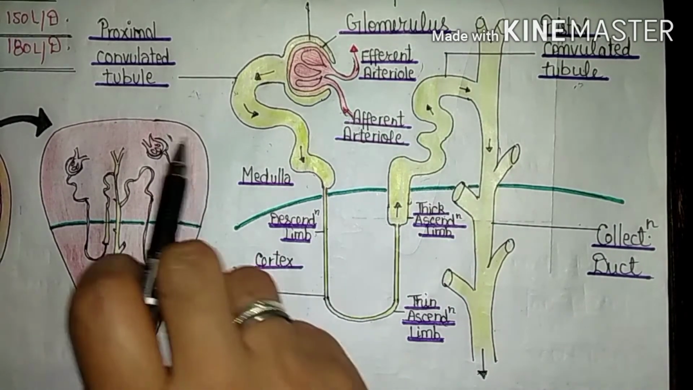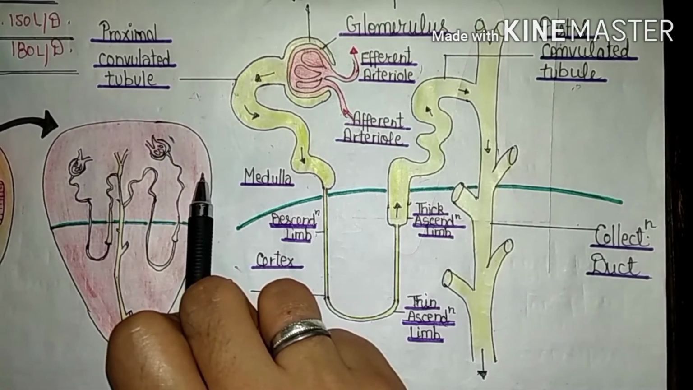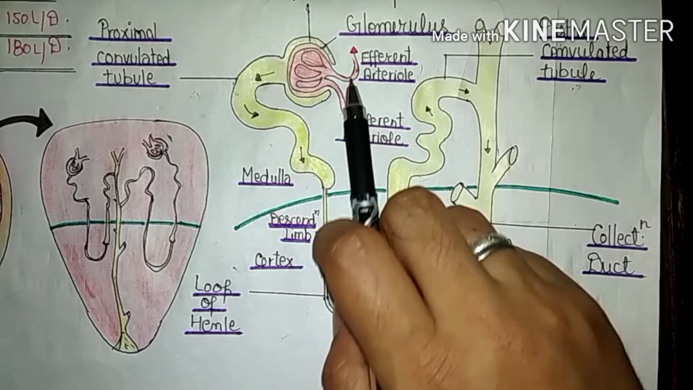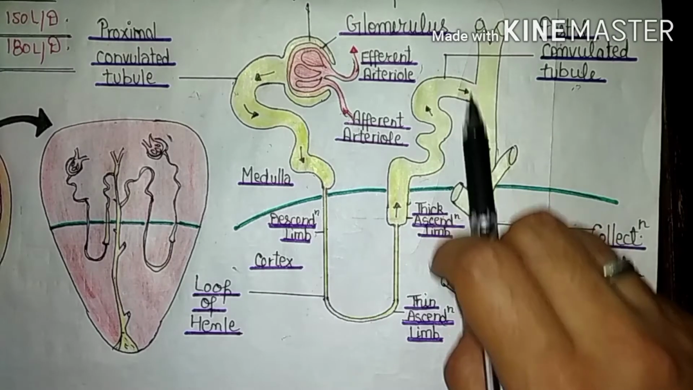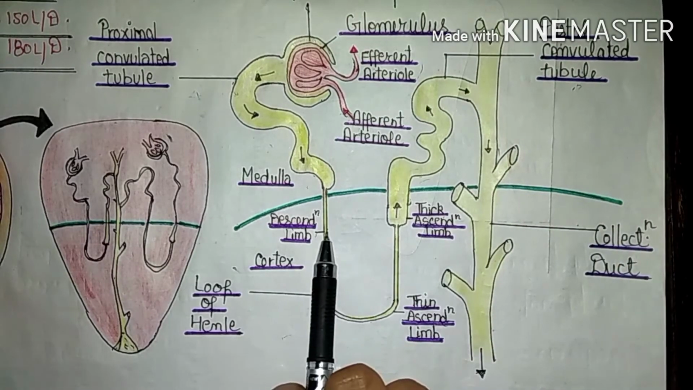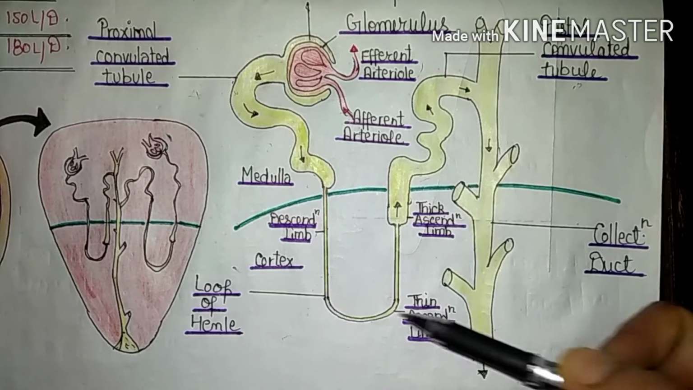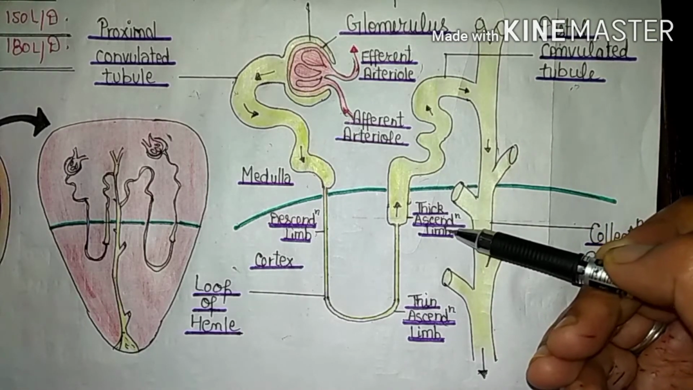Here, this part is known as the cortex, and this is known as the medulla. The urine production begins over here, and the process starts in this manner. This is the descending limb, and this is the loop of Henle. This is the thin ascending limb, and this is the thick ascending limb.